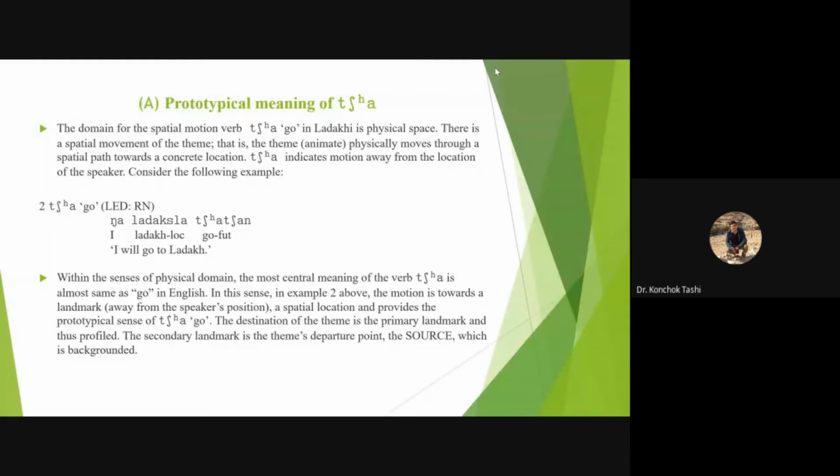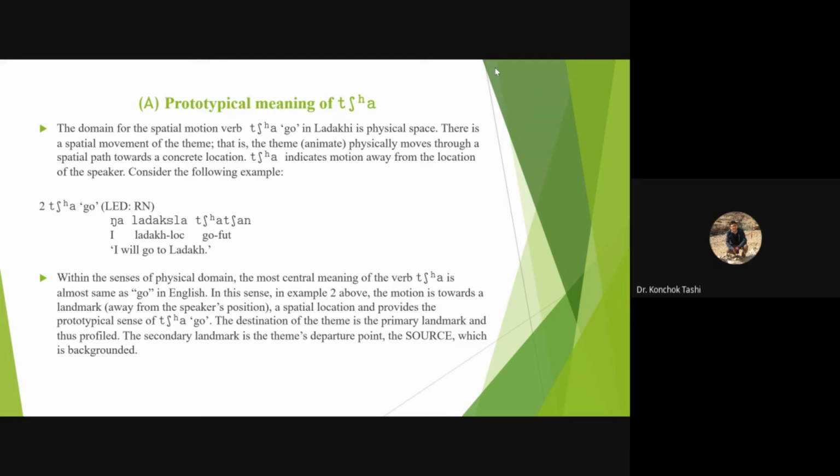Now let's see some examples of the prototypical meaning of cha. The domain for the spatial motion verb cha, go in Ladakhi, is physical. There is a spatial movement of the theme, that is, the animate theme physically moves through a spatial path towards a concrete location. Let's look at the example. Cha, it is again taken from the Ladakhi English dictionary. Na Ladakh la chachan, I will go to Ladakh.